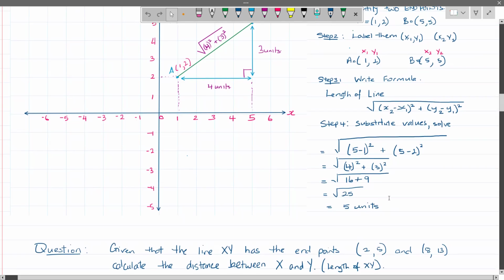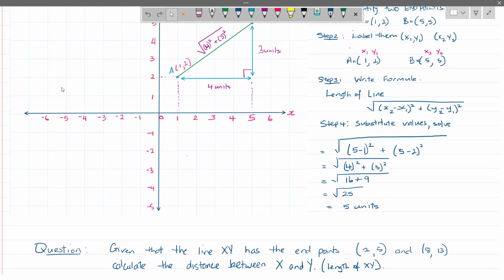So I have a question here for you to do, and this is what I was telling you. You do have a diagram for this. Given that the line XY has the endpoints (2, 5) and (8, 13), calculate the distance between X and Y. In other words, the length of XY. So you see the steps there still. Follow the steps and work out this problem for me. Right? Follow the steps, work out this, and tell me what you get, or tell me when you finish. So I will do the solution on it, and then we look at the midpoints.